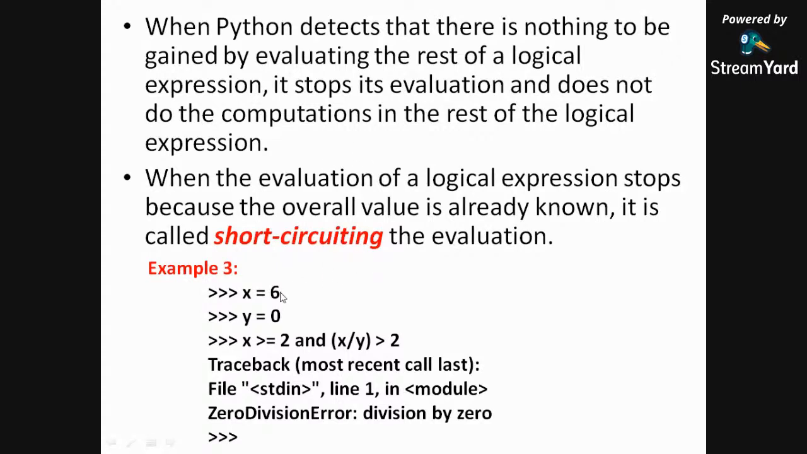You can see an example here. Say x is equal to 6, y is equal to 0, and x greater than or equal to 2 and x by y greater than 2. In this case, you'll get division by 0. Division by 0 is not allowed in a computer, so that's why you will get an error here.